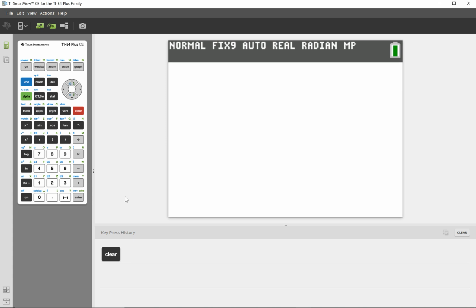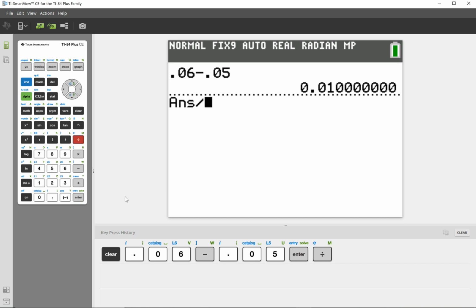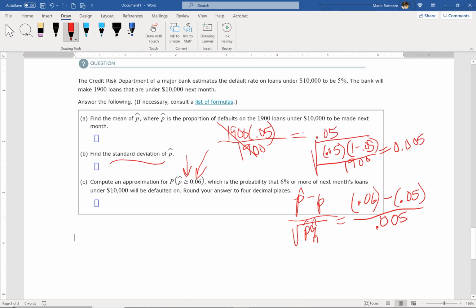Notice that I'm going to start with 0.06, which is what the question entails for the p hat, minus 0.05. That gives me 0.01, and I'm going to divide that by 0.005, which is our standard deviation. That gives me a z-score of 2.0. Remember, that's a z-score. So this equals 2.0.